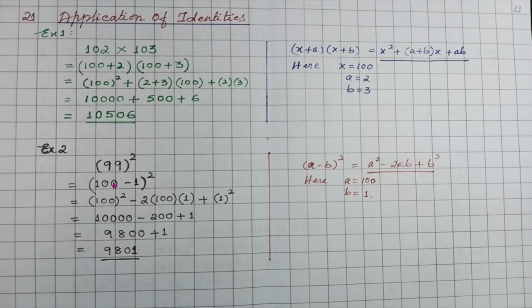Here a is 100 and b is 1, so take the right hand side. A square is 100 square, minus 2ab is minus 2 into 100 into 1, and b square is 1 square, so 100 square is 10,000, minus 2 into 100 is minus 200, and plus 1 square, so 10,000 plus 1 is 10,001. Subtract 200 from that, we get 9,801. So that is how we can use an identity to find the product of higher or bigger numbers.